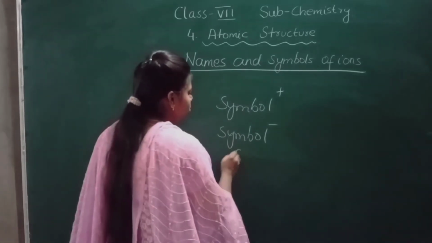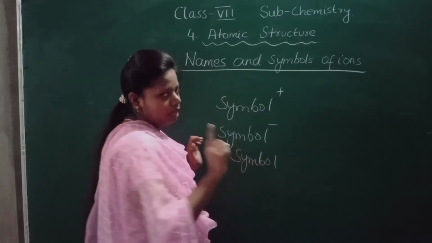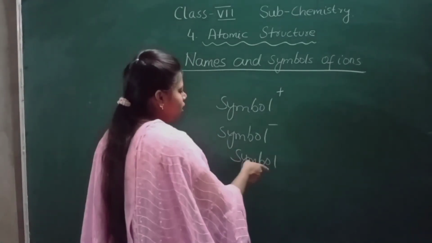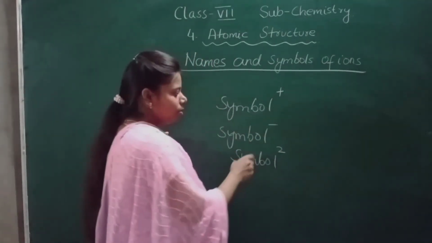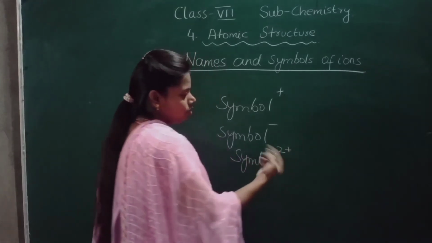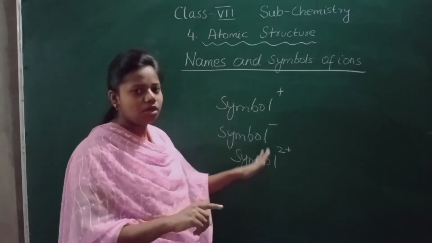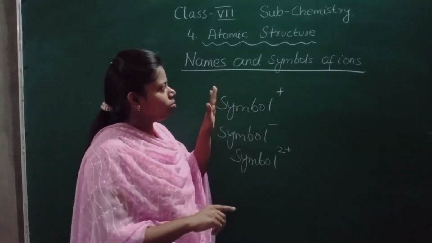You will write the symbol of the element, not the spelling of the symbol, again keep in mind, the symbol of the element. On top, first you will write the number, then you will write the charge, whether it is negative or positive. First the number, then the charge. I hope you have understood the names and symbols of ions.